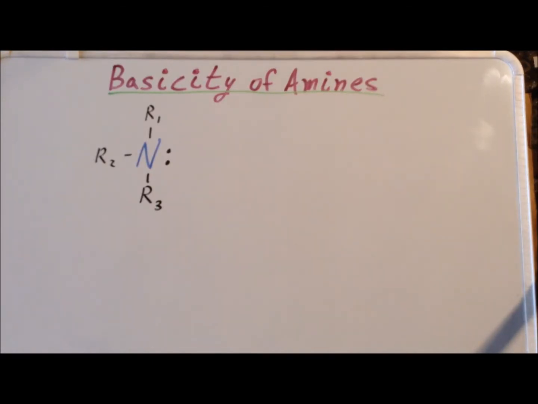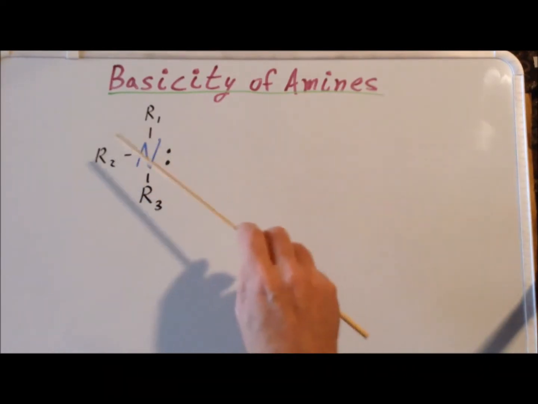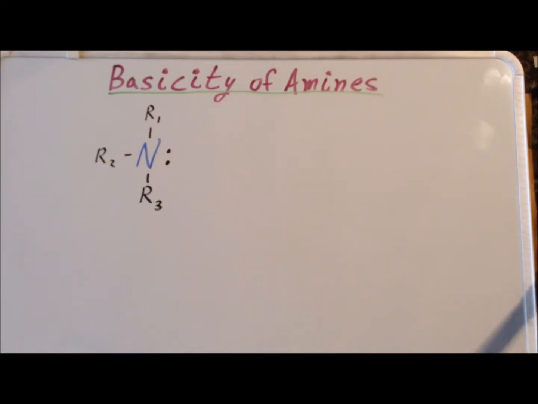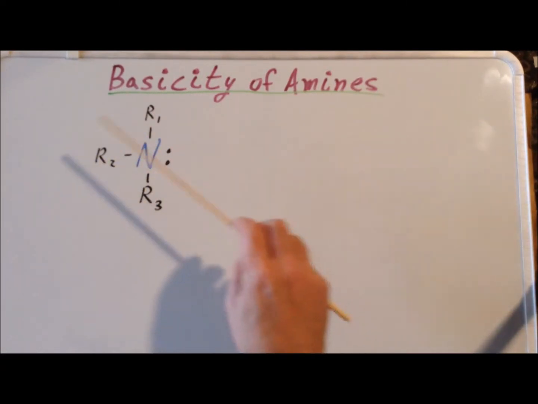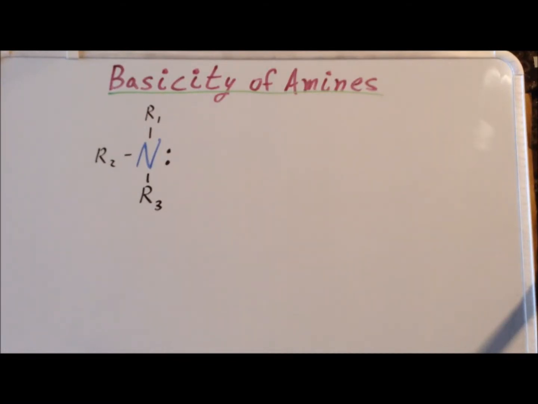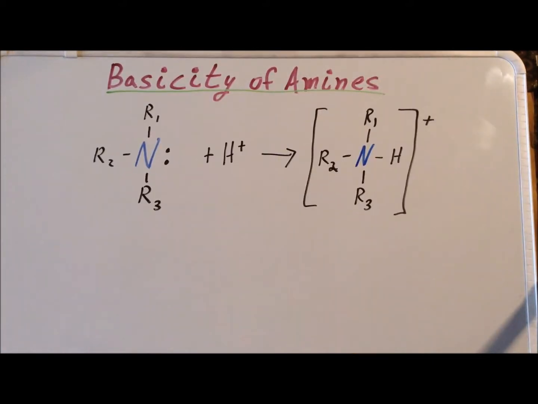Amines are a class of compound which involve nitrogen being singly bound to three groups, R1, R2, and R3, any of which or all of which might be hydrogen. The key feature is that these groups are singly bound to nitrogen, and nitrogen is left with a lone pair. This lone pair on nitrogen can accept the donation of a proton, which makes the amine a base.